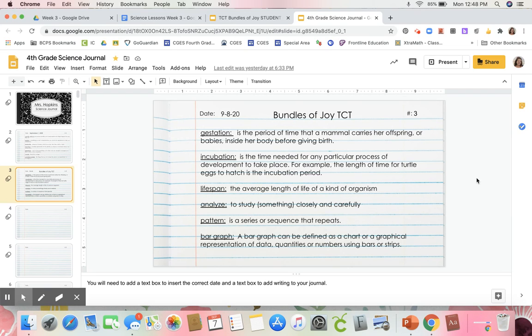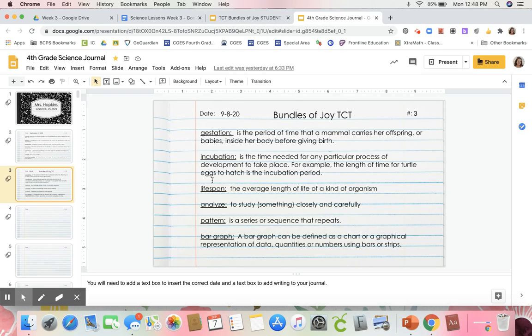And then the last thing that I have on our science journal is bar graph. Okay? And we're going to be completing a bar graph. And a bar graph is a chart or a representation of data using bars or strips. So we're going to be completing a bar graph during this TCT assignment. So I'm going to go ahead and go over to the assignment.